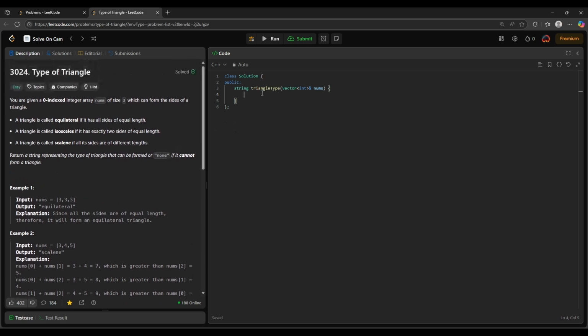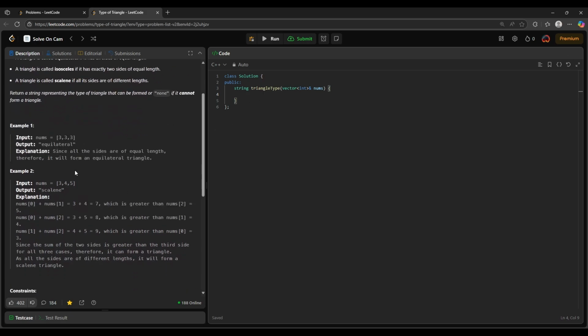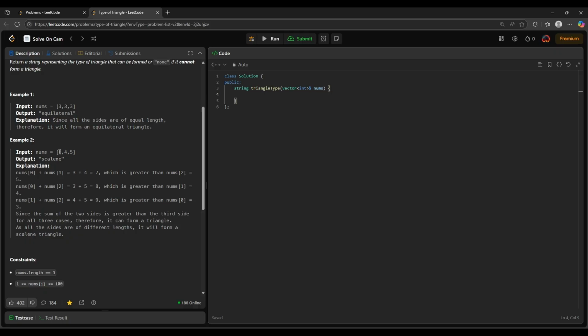So let's look at the first case. All the sides are equal, so we return equilateral. For the second case, all the sides are not equal, so we return scalene. Let's start with our base conditions.